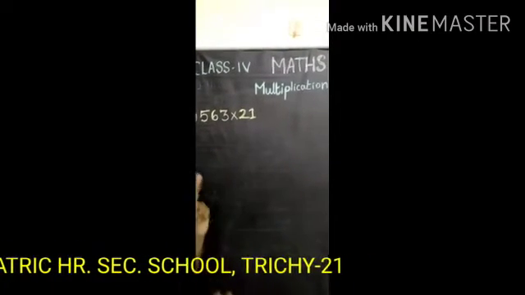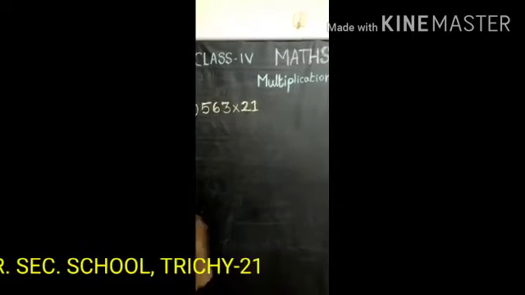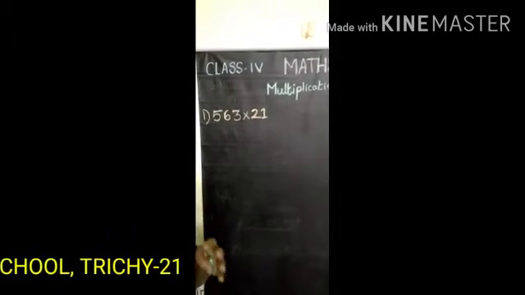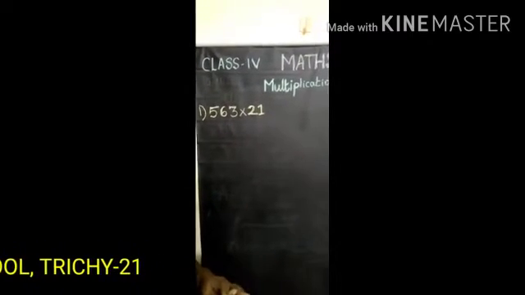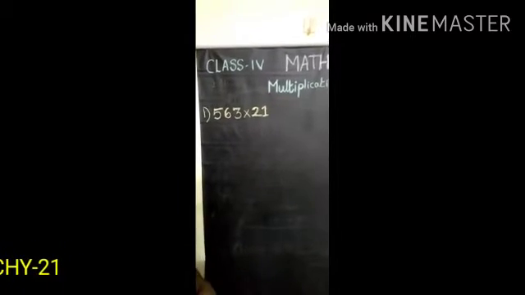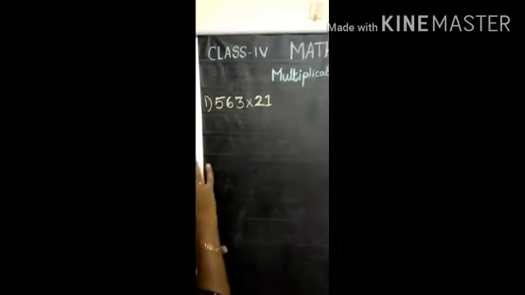While entering into the multiplication sum, you all first recall your tables. You already learned the 2 to 10 tables. So first you all recall your tables once again. First start the sum.